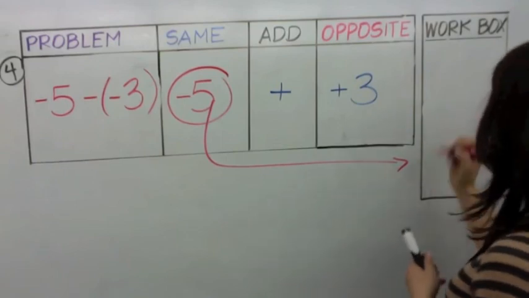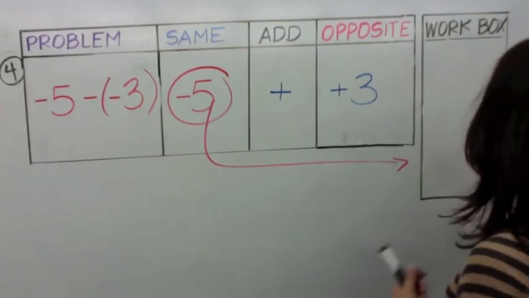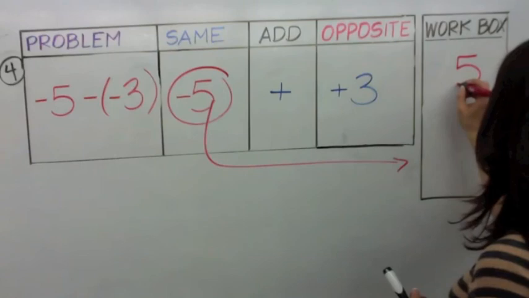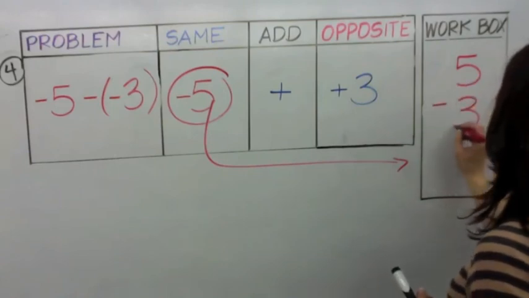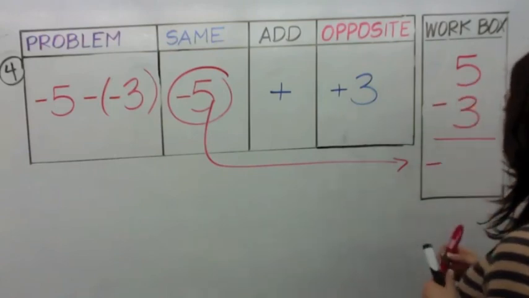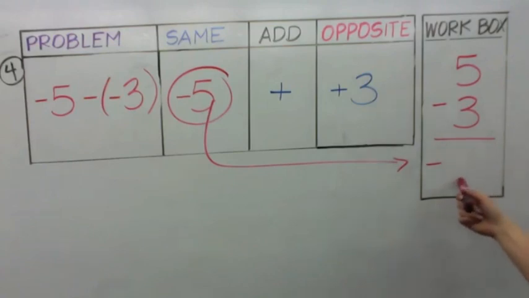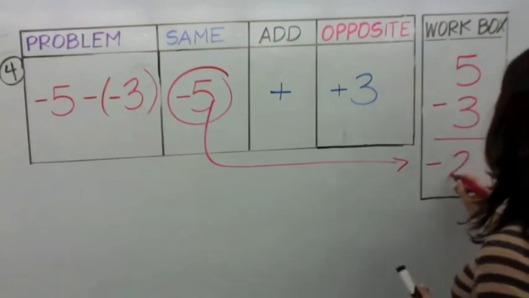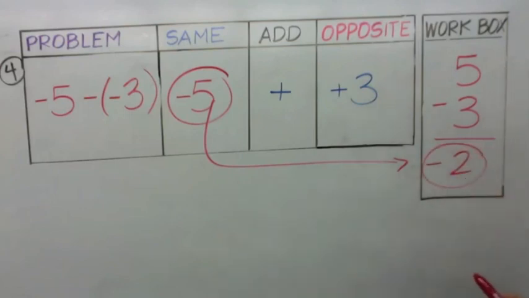Okay. So we're going to have our 5 at the top. We're going to subtract 3. And the answer should be negative. So we're going to say 5, 4, 3, 2. So the answer is negative 2. Go ahead and get that down. Now you're going to try some problems on your own.